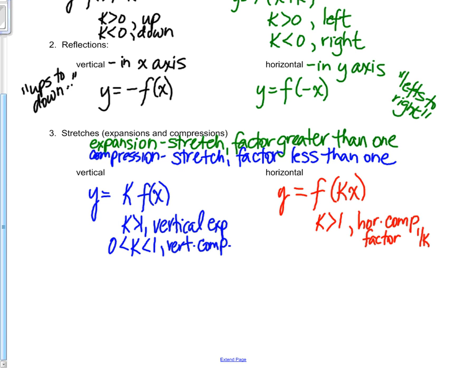If our multiplication factor inside of the function is a fraction, opposite to what you would think, it is a horizontal expansion, also factor 1 over k. You flip that fraction and your number is large for a horizontal expansion.